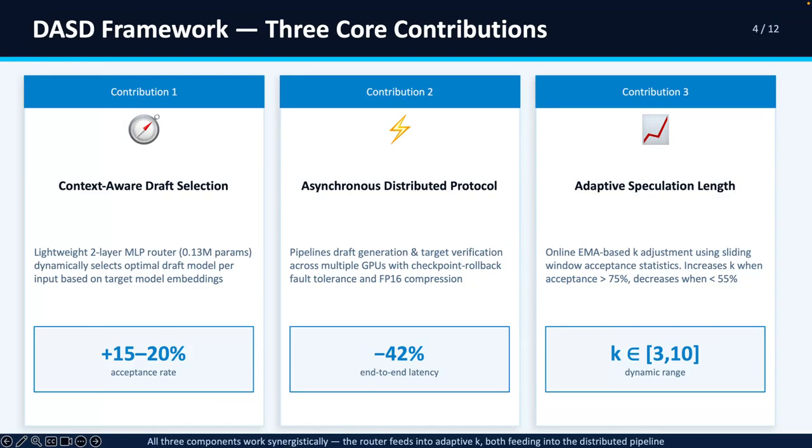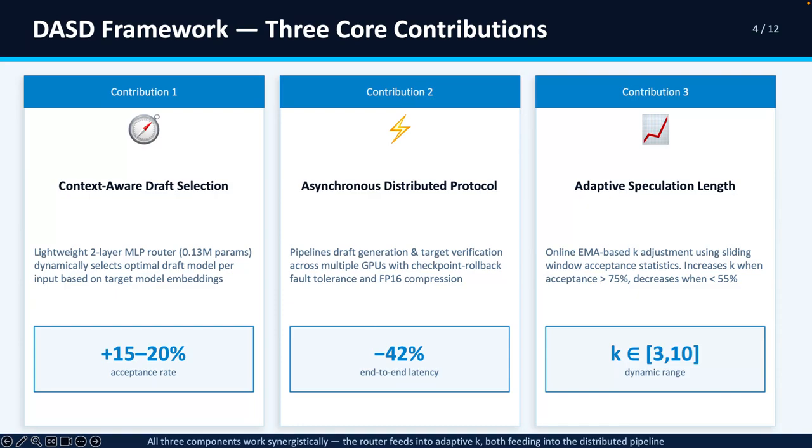DSD introduces three tightly integrated contributions that work synergistically. The first is context-aware draft selection. Rather than committing to a fixed draft model, we train a lightweight neural router, just 0.13 million parameters, that examines the incoming input and dynamically selects the best draft model from the pool. The router operates on embeddings from the target model's first layer, adding less than 1 millisecond of overhead per request. This single contribution improves acceptance rate by 15 to 20% compared to any fixed draft baseline.